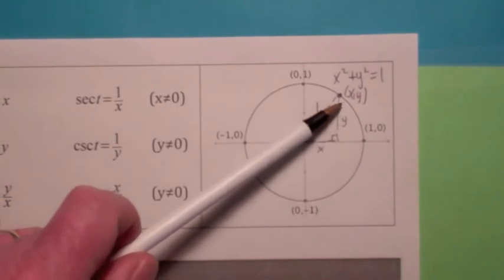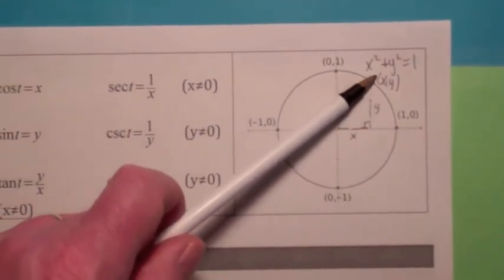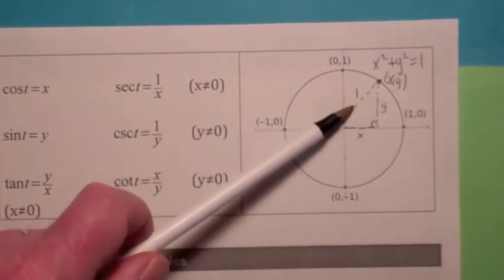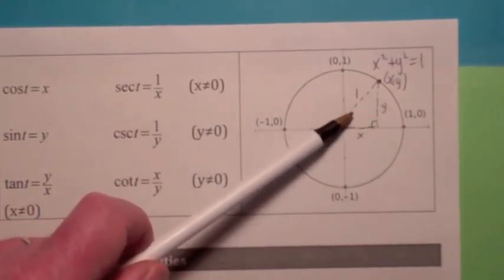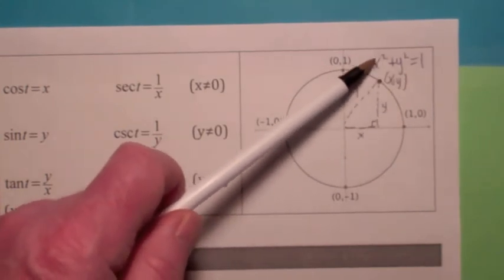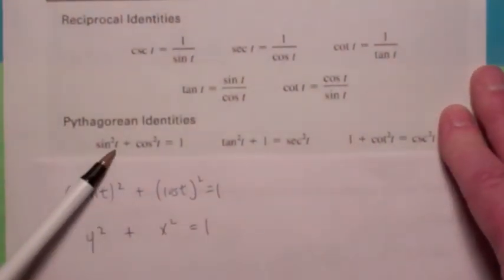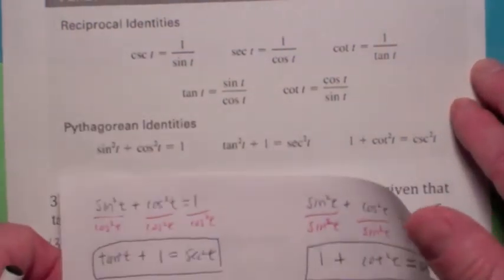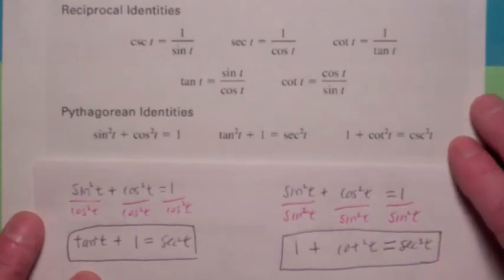In fact, if you think about this point x, y being on the unit circle, this is the x-coordinate, this is the y-coordinate, as long as you're in the first quadrant. Isn't it true, if you think about this right triangle here, the Pythagorean theorem applies, x squared plus y squared equals 1. So really, this is just another way of saying that. That's why they're called the Pythagorean identities. Now the other two follow from the first. Let me show you how we get the other two.